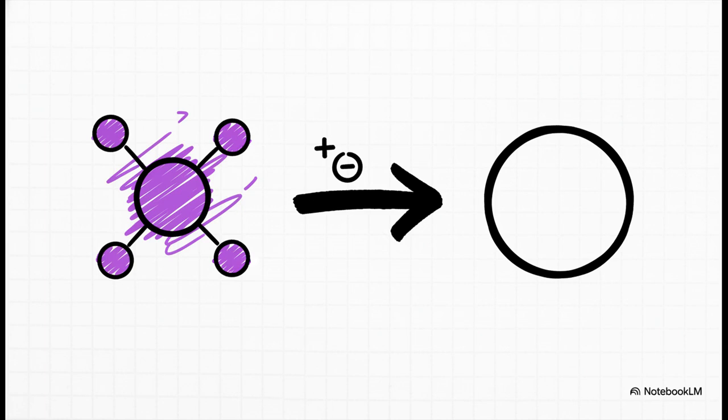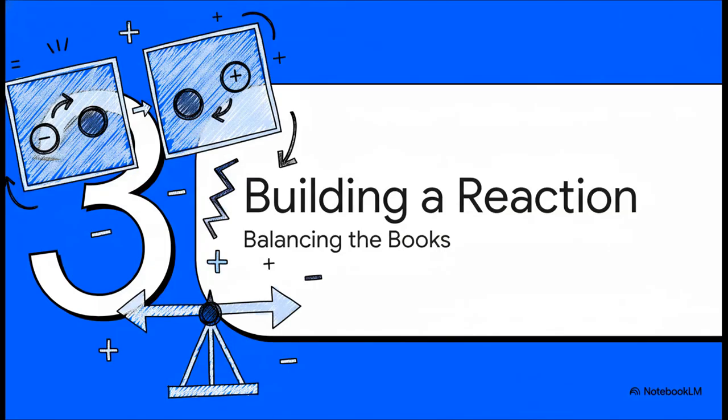The purple permanganate ion becomes the manganese 2+ ion, which is totally colorless. This color change is like a big flashing sign that screams, hey, a redox reaction just happened here. So we know the players and we know how to keep score. But how do we write out the full chemical equation?